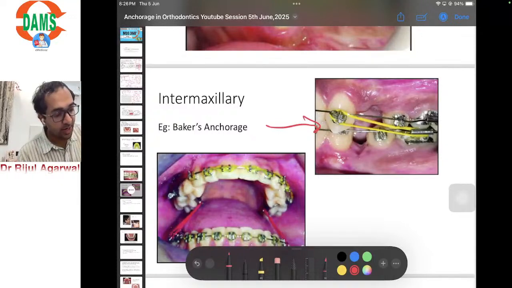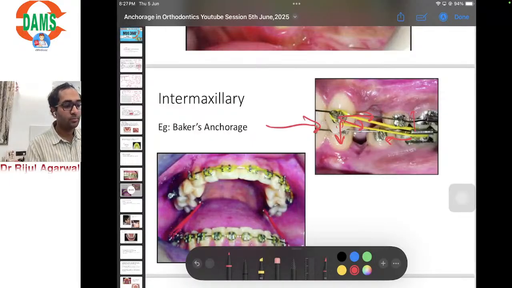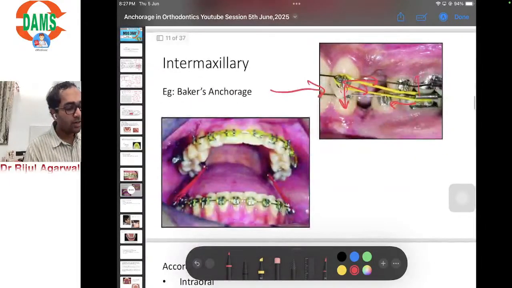The elastic is applied from the lower molar to the upper, so two forces are applied. A vector component, as we all know from 11th-12th physics, can be resolved into two directions, one this, one this. Another example of Baker's intermaxillary anchorage: we place a button on the palatal side of the upper and the buccal side of the lower, and place an elastic. The upper teeth go buccally and the lower go lingually so as to correct the posterior crossbite.